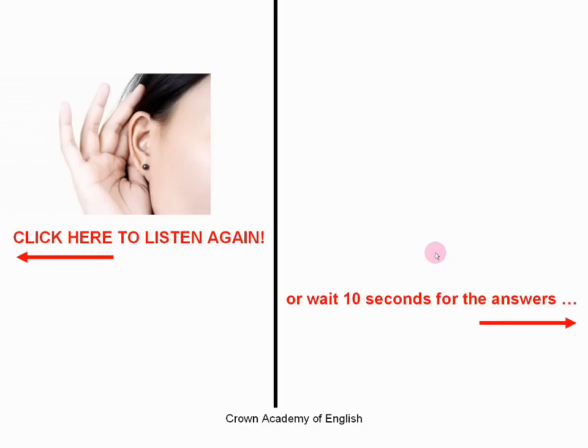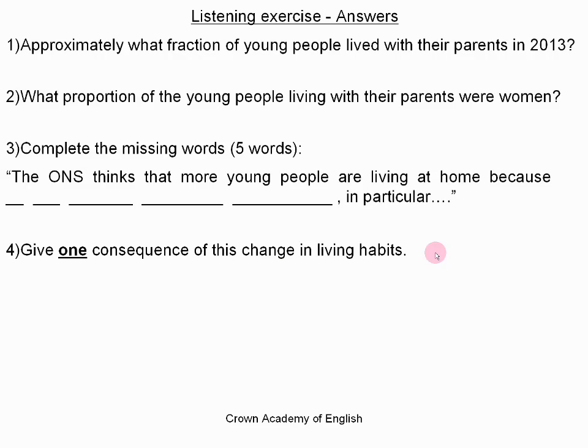Okay, so we will now carry on, and I will now show you the answers to the questions. So, question 1 was approximately what fraction of young people lived with their parents in 2013? And the answer is a quarter. Question 2, what proportion of the young people living with their parents were women? And the answer is 1 in 5.